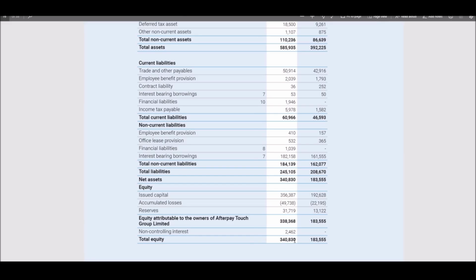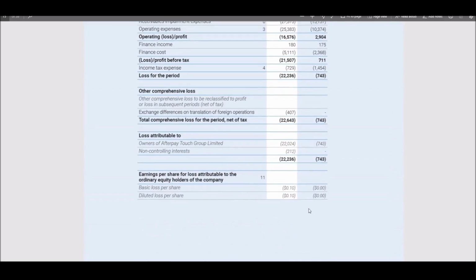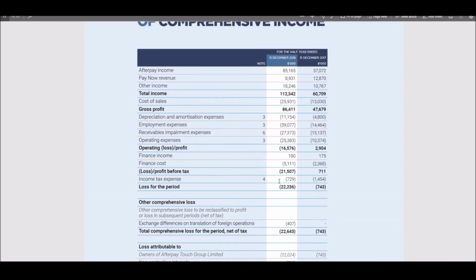So when people want to compare two businesses together, you got to look at apples to apples. You can't just pick apart certain parts of the financial document. You got to look at the equity. You got to look at the value of the business. You got to look at profits. You got to look at assets. You got to look at liabilities. You got to look at everything as a whole.